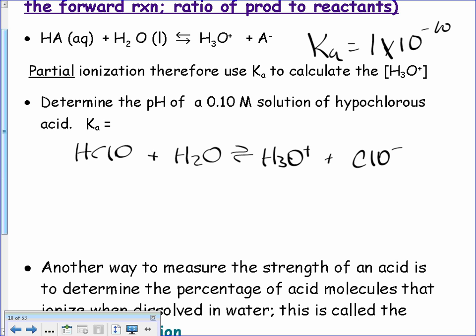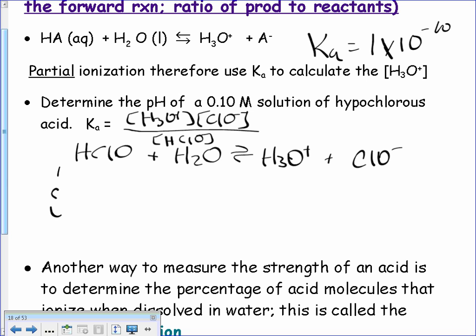What do we know initially? Let's go ahead and set up our Ka expression. What is our Ka expression? How do we always write our K expressions? The concentration of products, which is hydronium, times hypochlorite, divided by HClO, the reactants, right? And no water because water is a liquid. All right, this is not new. We got this.